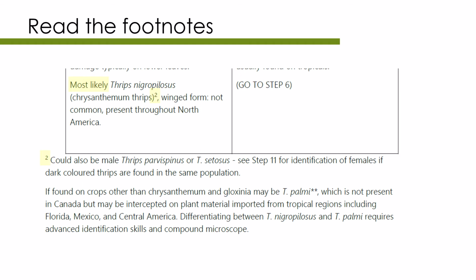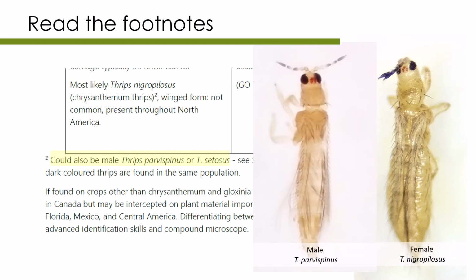For our first mystery thrips, the results said this is most likely chrysanthemum thrips because although it isn't a very common pest in Ontario, it's more common than any of the lookalikes. However, you could arrive at this answer if you're looking at male Thrips parvospinus or Thrips setosus. Both setosus and parvospinus have dark-colored females and pale-colored males. So if you're seeing pale-colored females, then you can be confident that it isn't one of these two species. We explained how to tell the difference between male and female thrips in the previous video, so if you missed that one, make sure you go back and check it out.